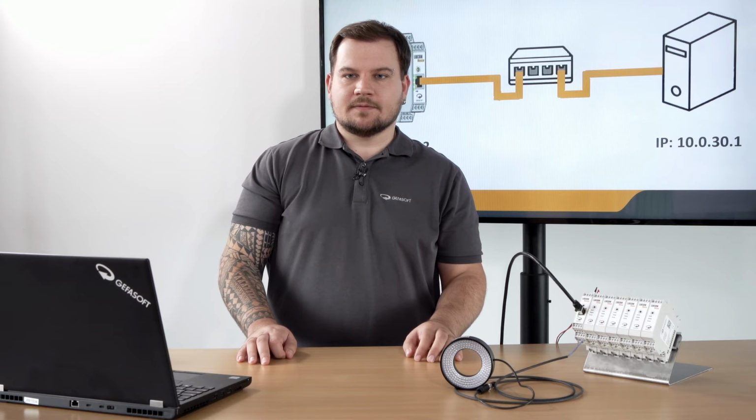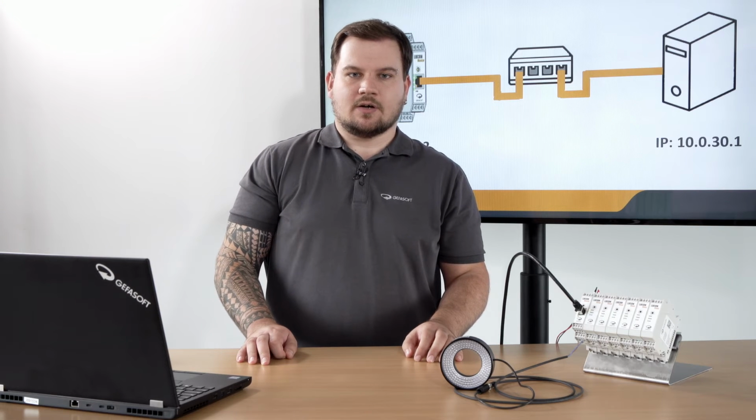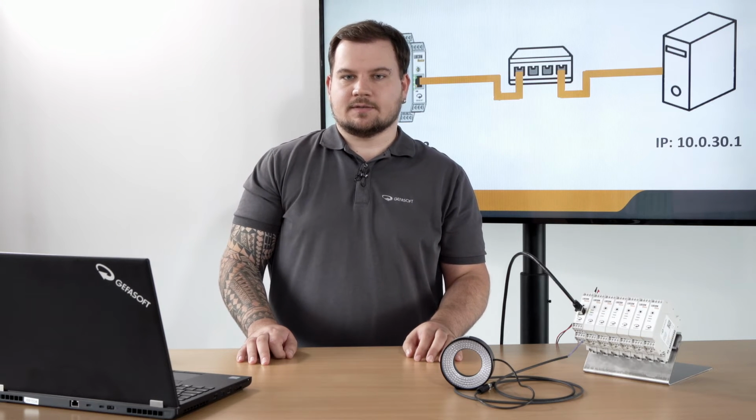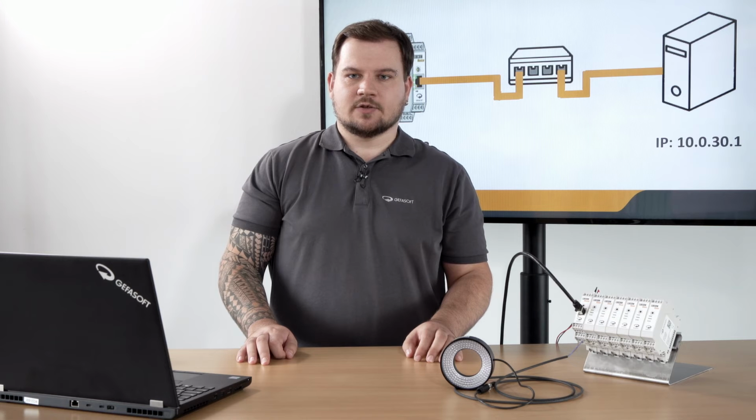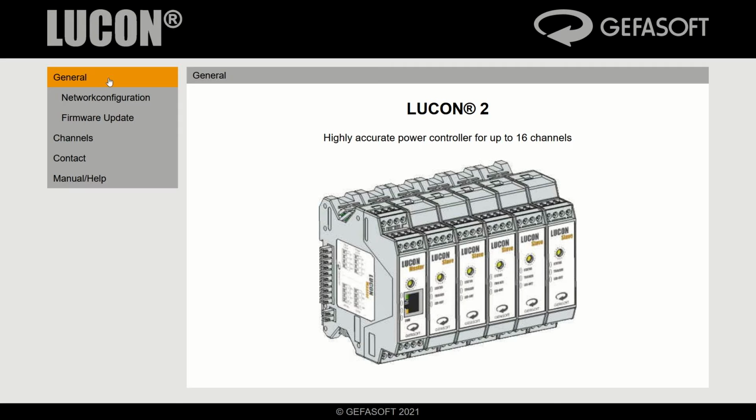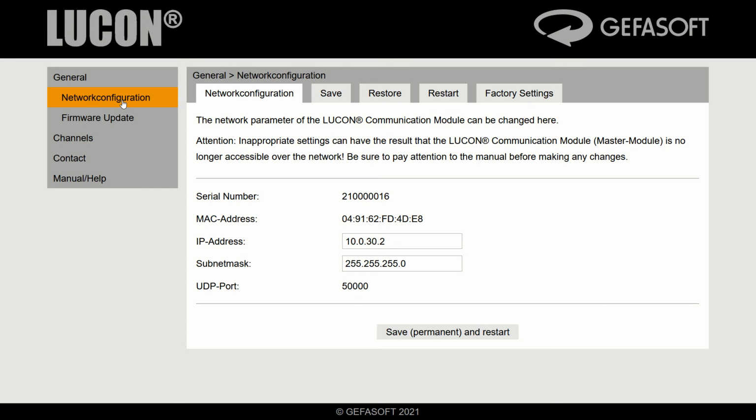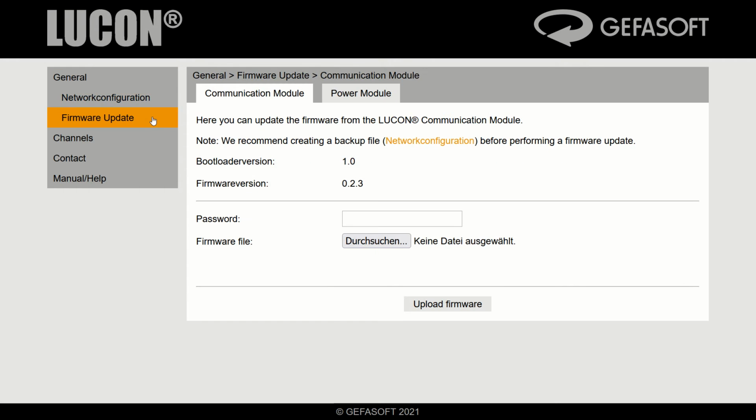No matter which interface is used, it is always possible to set all parameters. An overview and explanation of all commands can also be found in the manual. After entering the IP address in a web browser, the configuration page of the LUCON light controller opens. Among other things, the network parameters of the LUCON can be adjusted here. In addition, the firmware can be updated if necessary.